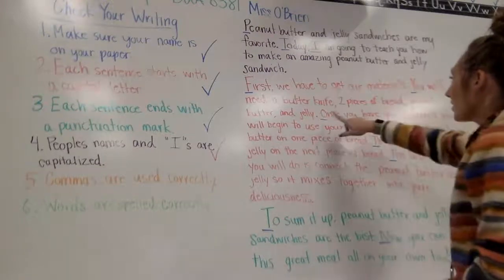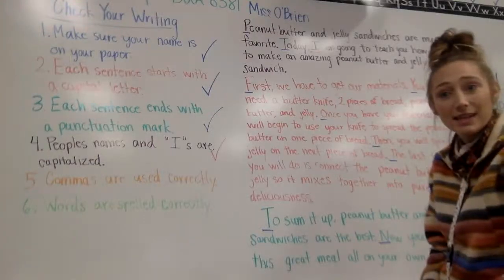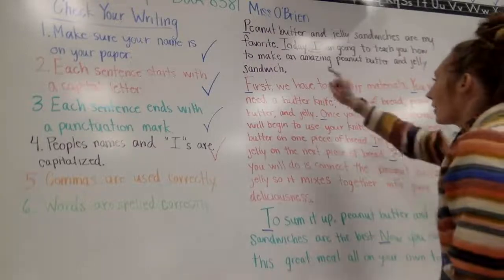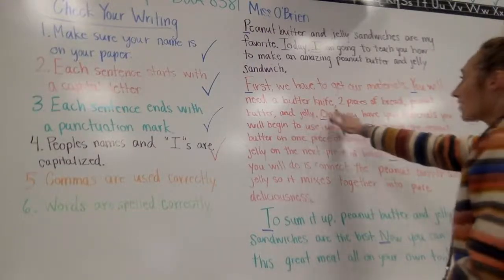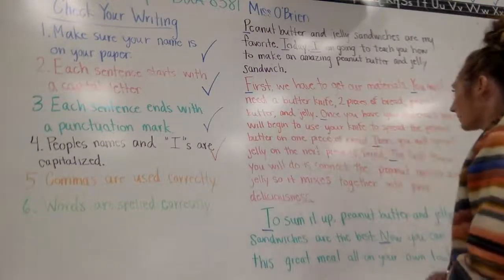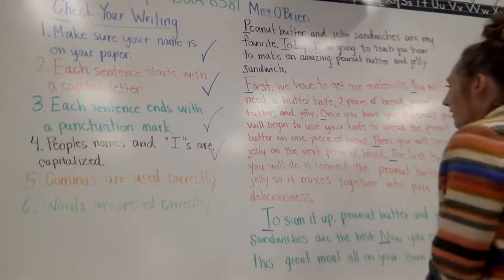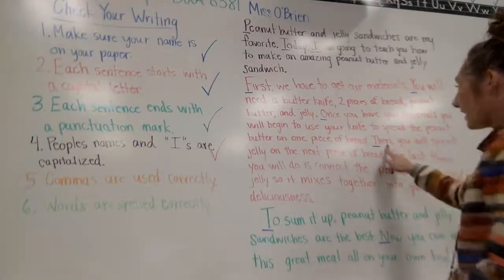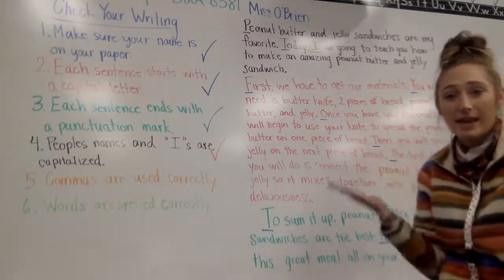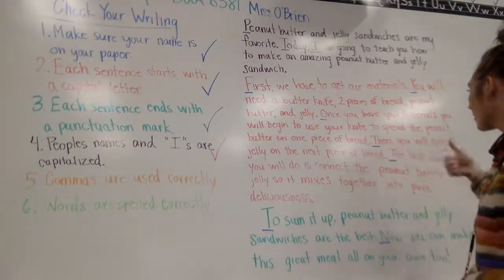And then here, you will need a butter knife, 2 pieces of bread, peanut butter, and jelly. When I have a list, do I need to have commas? Yes, after each thing in my list. So you will need a butter knife, comma, 2 pieces of bread, comma, peanut butter, comma, and jelly. Good. Once you have your materials, you will begin to use your knife to spread the peanut butter on 1 piece of bread. Then, is then a time? Yes. Then and next are both the middle part of my body. So then, comma, that's correct.